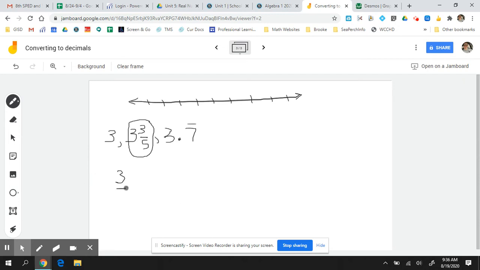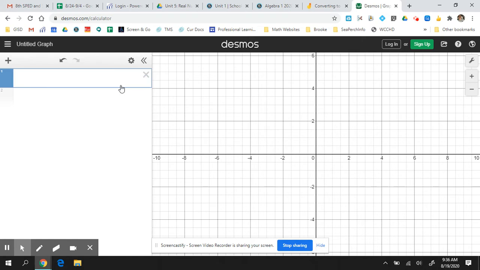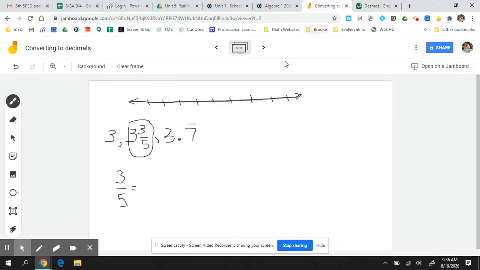So 3/5, if I put that in my calculator, 3 divided by 5, go over here to Desmos, and I get 0.6. All right, so I'm going to come back here, and I'm going to write that this, as a decimal, is 3.6.